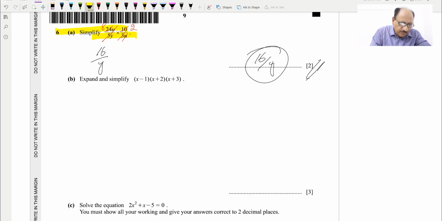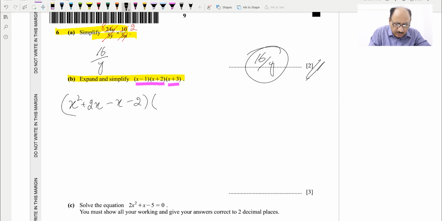Now part B says expand and simplify. So we will expand these two first, and the third one we will keep as it is. x into x square is x square, x into plus 2 is plus 2x, and then minus 1 into x is minus x, minus 1 into plus 2 is minus 2, and the second part as it is, x plus 3. Now we add the like terms: x square plus x minus 2, and into x plus 3.